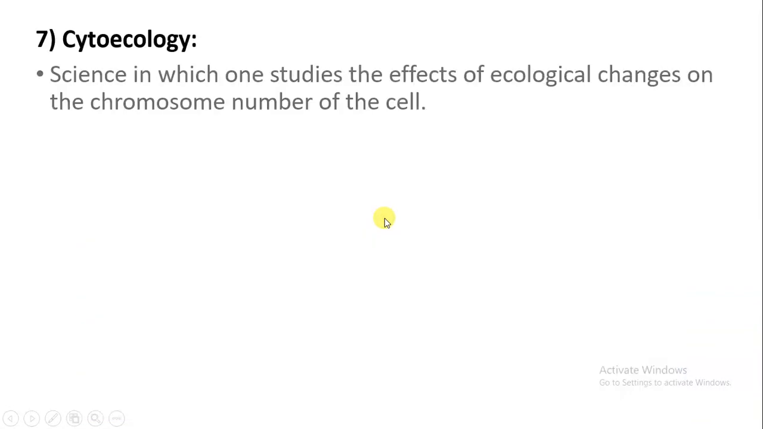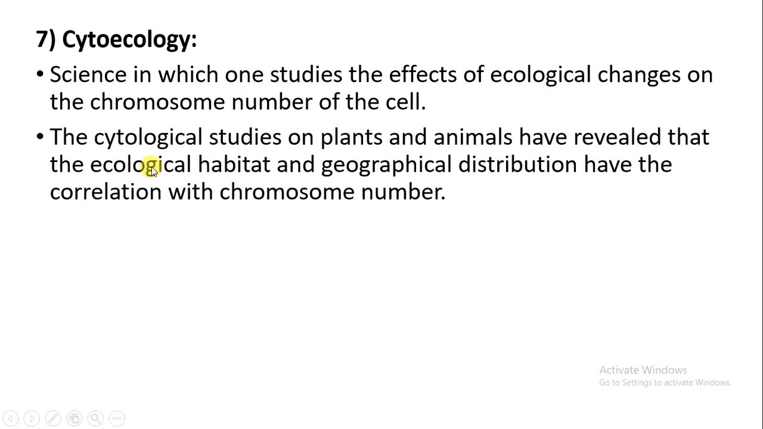Next is cytoecology. It is said that cytoecology is a science in which one studies the effect of ecological changes on the chromosome number. It is said that even the environment can also play a role in changing the number of chromosomes. So in the cytological study, we study plants, we study animals, and here it is revealed that ecological habitat and geographical distribution also correlate with the number of chromosomes.